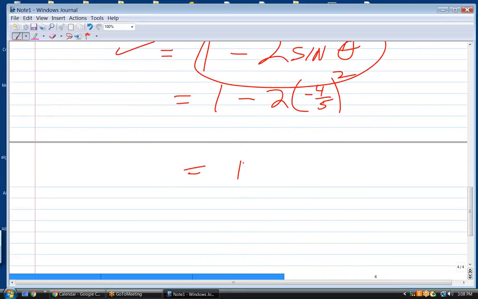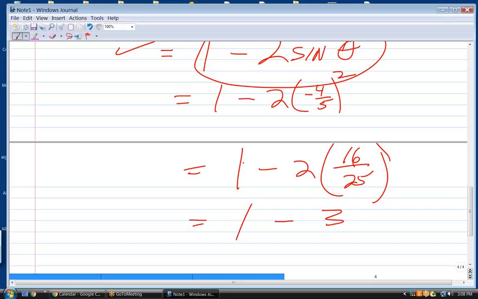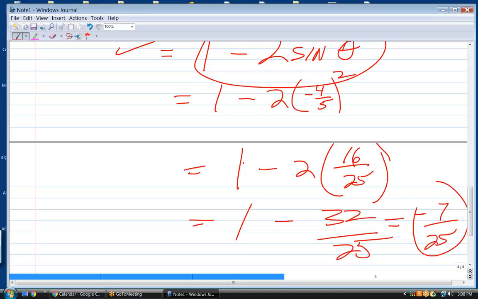Well, let's see. What is that? 1 minus 2. That becomes positive. In other words, when you square a negative, it becomes positive. So now it's 1 minus 32 25ths, which is minus 7 25ths. There's your answer.